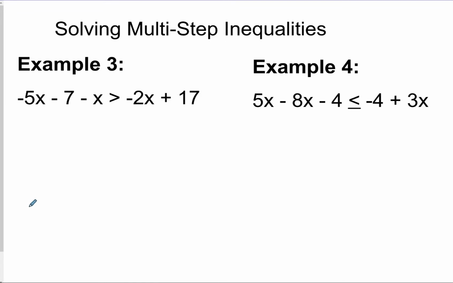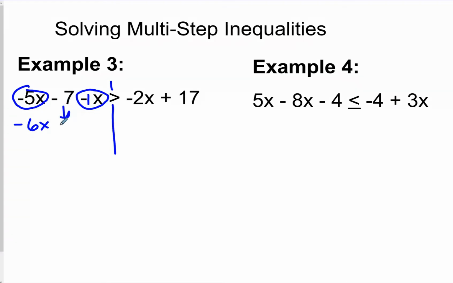Take a look at example 3. What do you think is our first step? So if we draw a line down the inequality, we want to check to see if the left side is simplified. Are there any parentheses? Are there any like terms? So if there are like terms on the same side, like we have negative 5x and negative 1x, we're going to combine them on the same side. Same side combine. Negative 5x minus 1x is negative 6x.